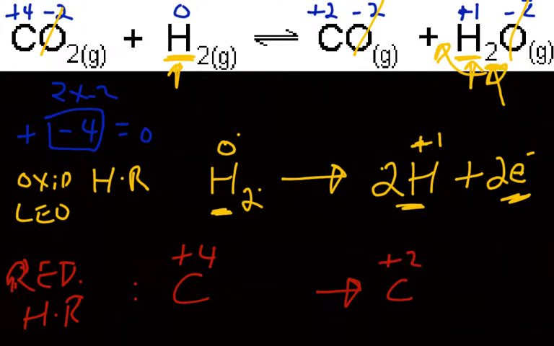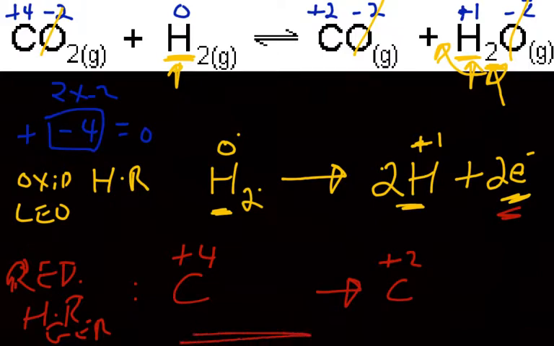All right? Now, once again, guys, if we did LEO and we put the electrons on the product side, and you're doing GER, if you're gaining electrons, we will put the electrons where? On the reactant side, okay?